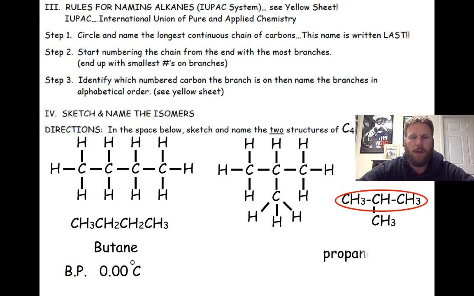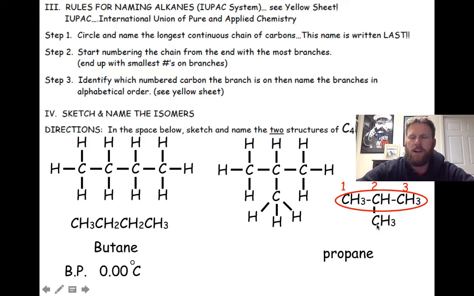So we have a propane molecule here, but now we need to do step 2 because we have a branch coming off of the propane. So start numbering the chain from the end with the most branches. Well, this branch is right in the middle of the molecule, so it's not going to matter which way we number it from. We're just going to go left to right in this case and number the carbons 1, 2, 3. If I happen to go right to left, I'd still get 2 in the middle. It'd be 1, 2, 3. And the 2 is the thing we want to worry about because that's where our branch comes off of.